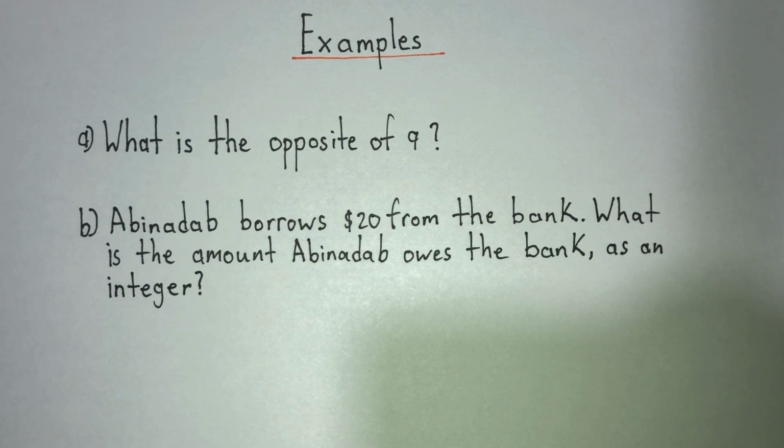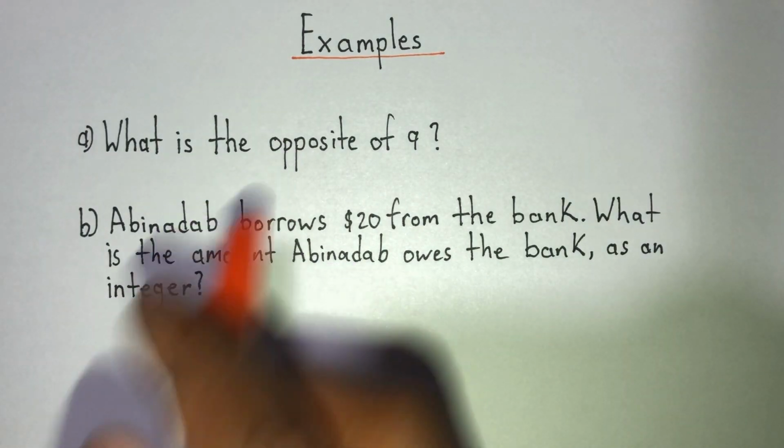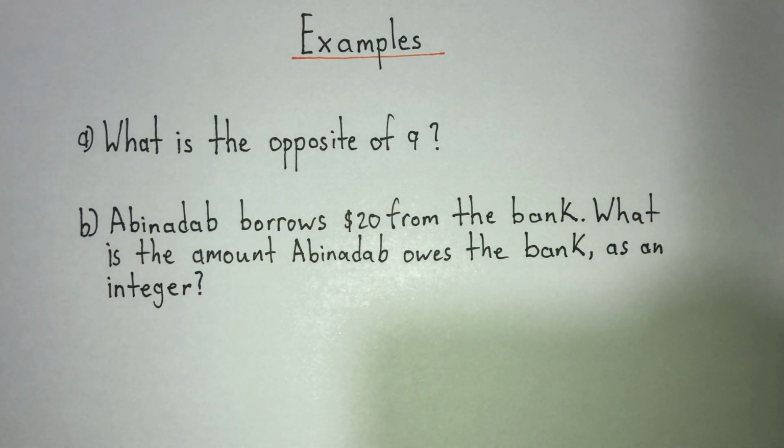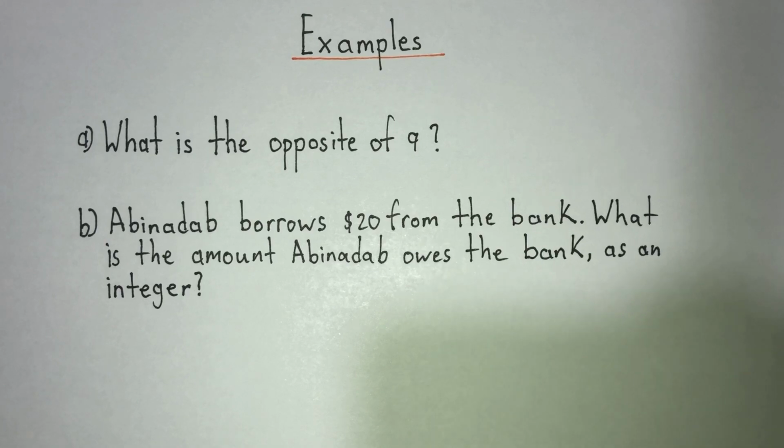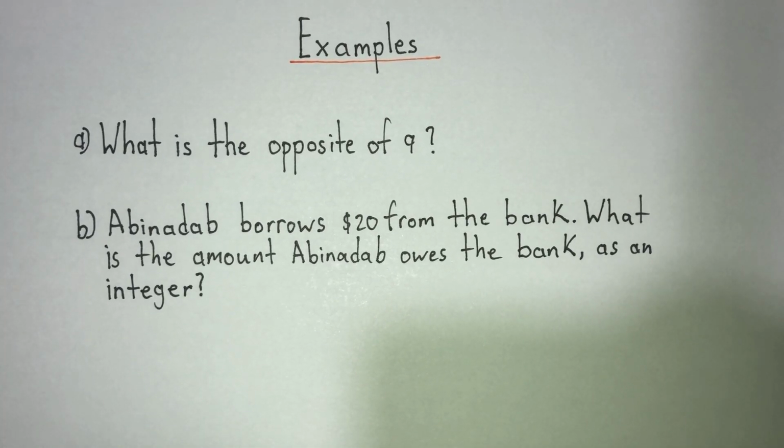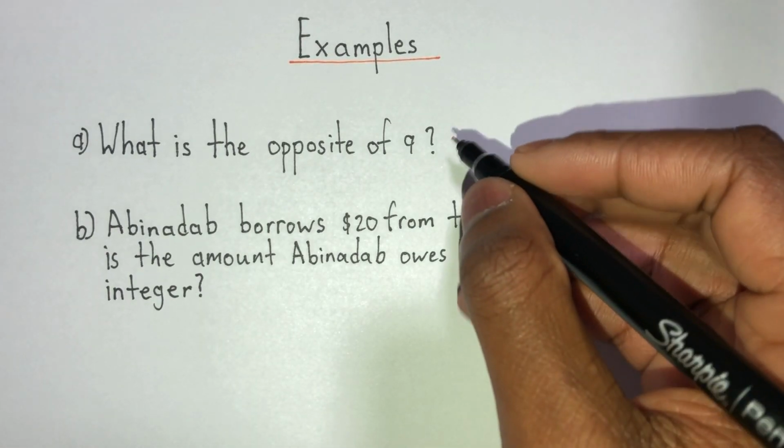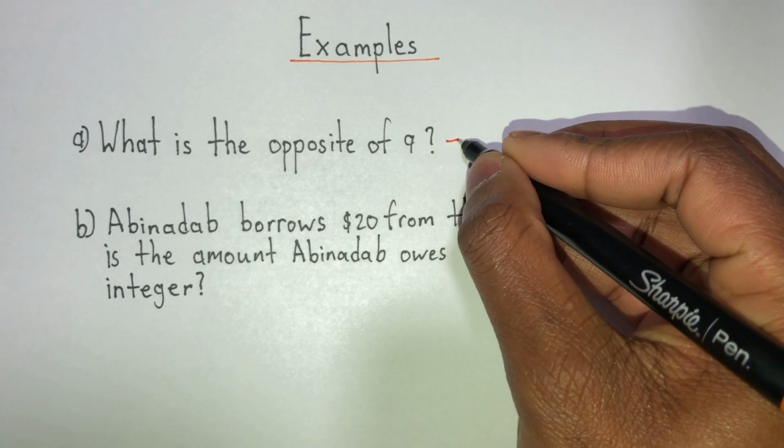Let's look at two examples. Example A. What is the opposite of 9? What is the opposite of 9? Please pause the video and attempt these two examples. Alright, the opposite of 9 is negative 9.